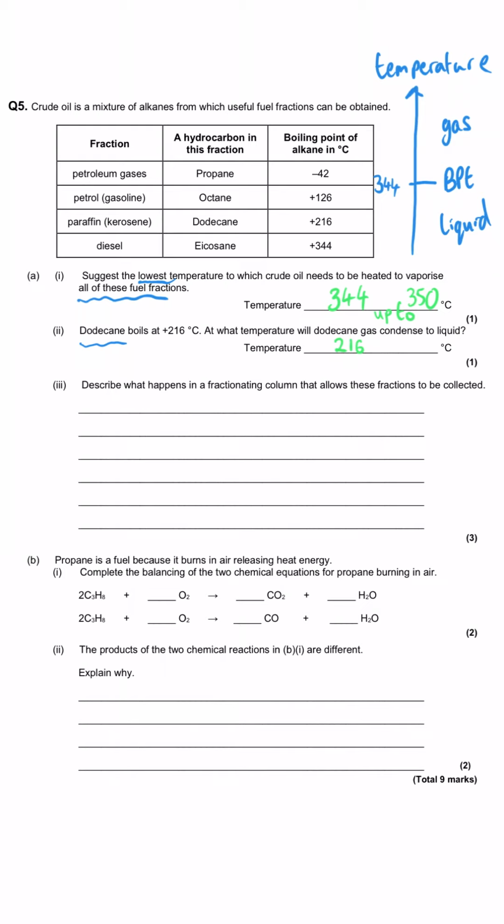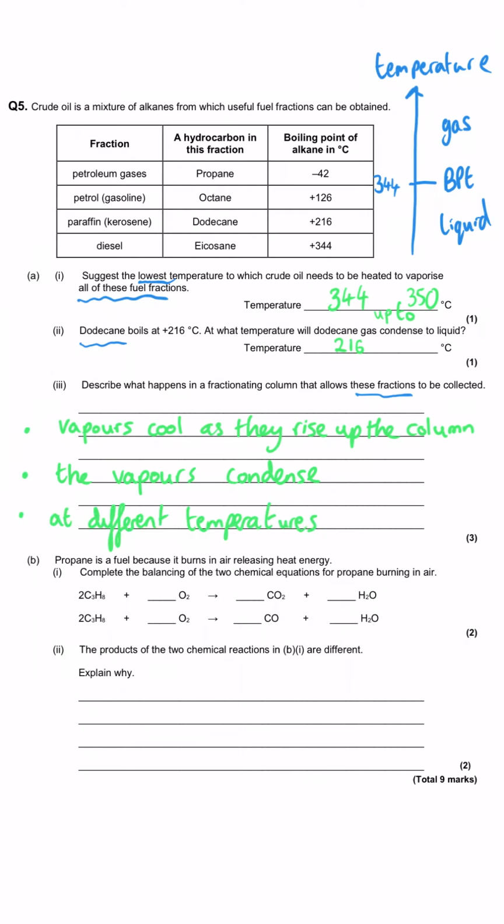This next question is a bit of a test to see if you remembered what we discussed earlier, because it says, describe what happens in the fractionating column that allows these fractions to be collected. And hopefully you remember this, that when the vapours rise up the column, they cool down. This causes the vapours to condense, but they condense at different temperatures depending on their boiling point. And that boiling point depends on the number of carbon atoms in each of the fractions.